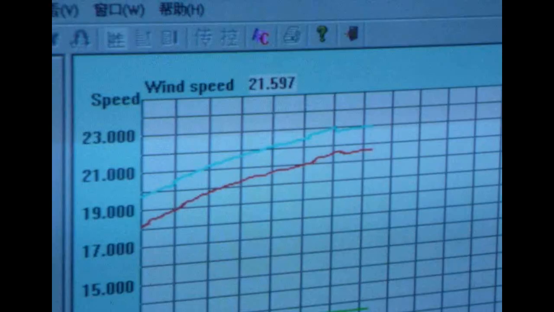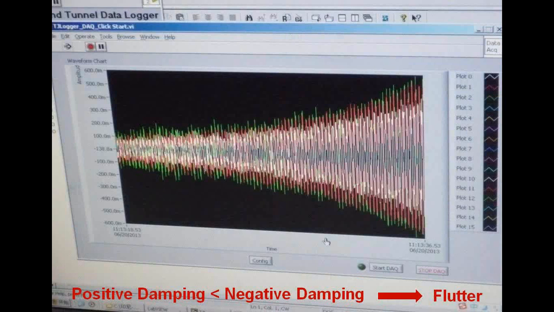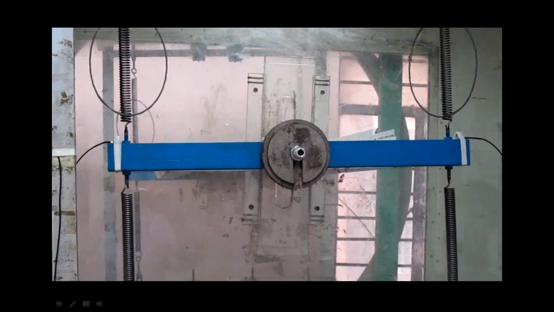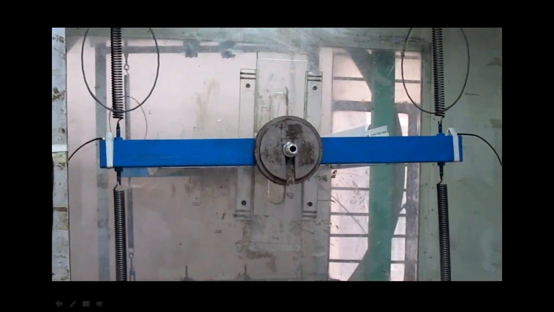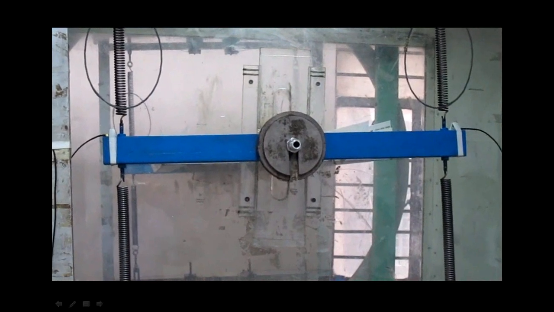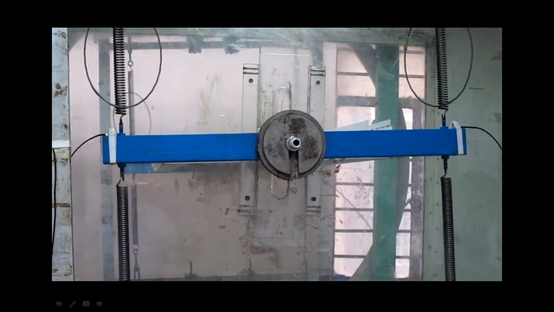Then at a higher wind speed, we can see a clear negative damping property showing the rapid increasing amplitude that is indicating the flutter phenomenon and the trend to failure of the tested model. Now we can see the gradually increasing amplitudes in the model's vibration.